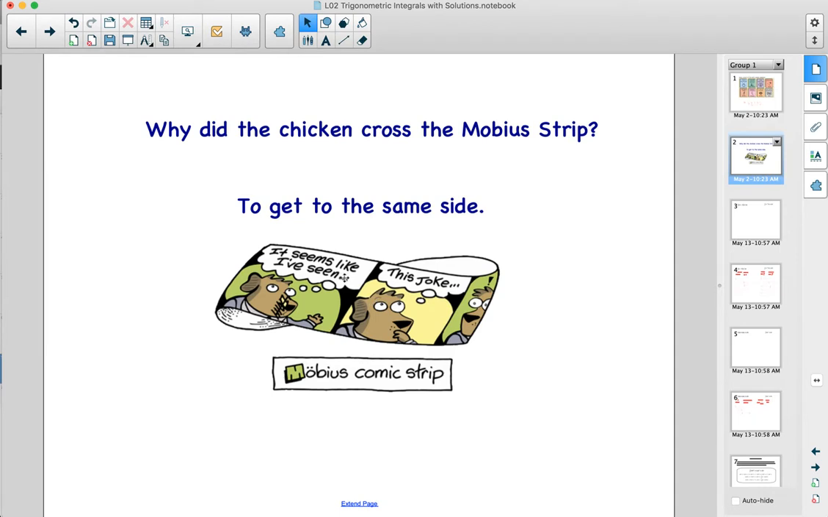So I found this little comic. It seems like I've seen this joke before because, of course, this is a Mobius strip. Notice that long piece of paper with one twist in it, and it just becomes a one-sided object.